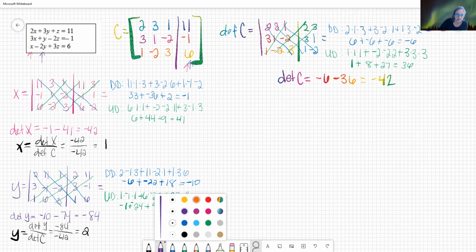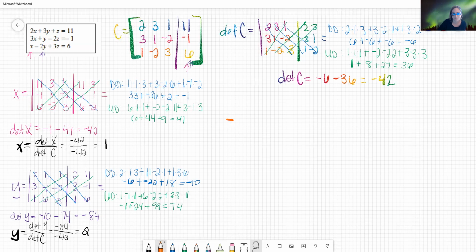Last, but certainly not least, is going to be z. Z is found by its matrix, taking out this last column and replacing it with my answer matrix. 2, 3, and then 2, 3, 1, 3, 1, negative 2. And then my answer column for Z is 11, negative 1, 6. Because we're doing the determinant, we need to copy the first two columns, 2, 3, 3, 1, 1, negative 2.